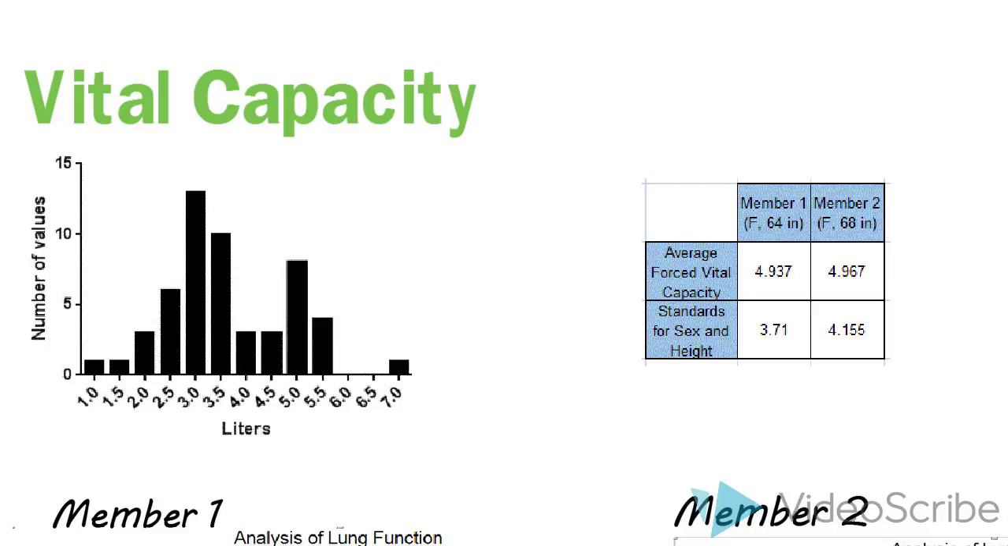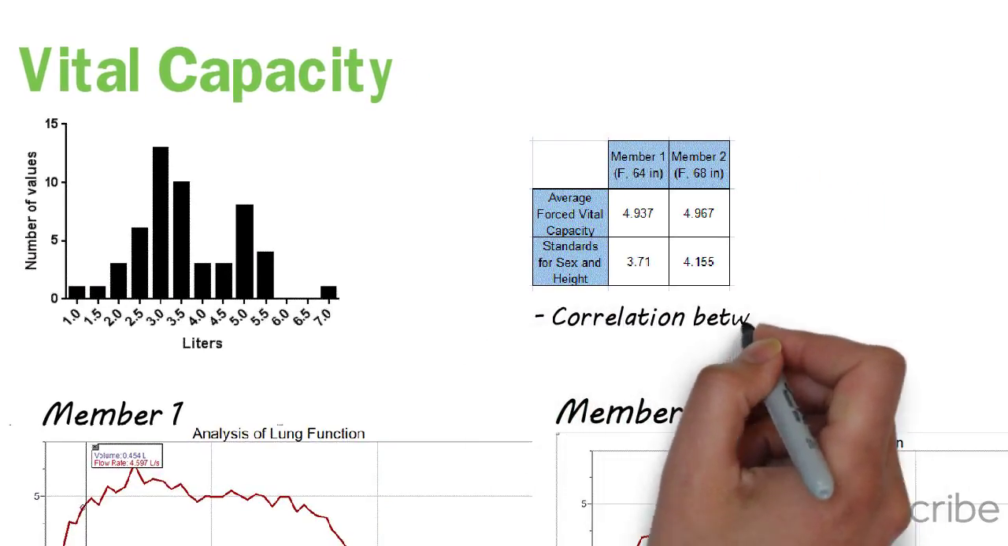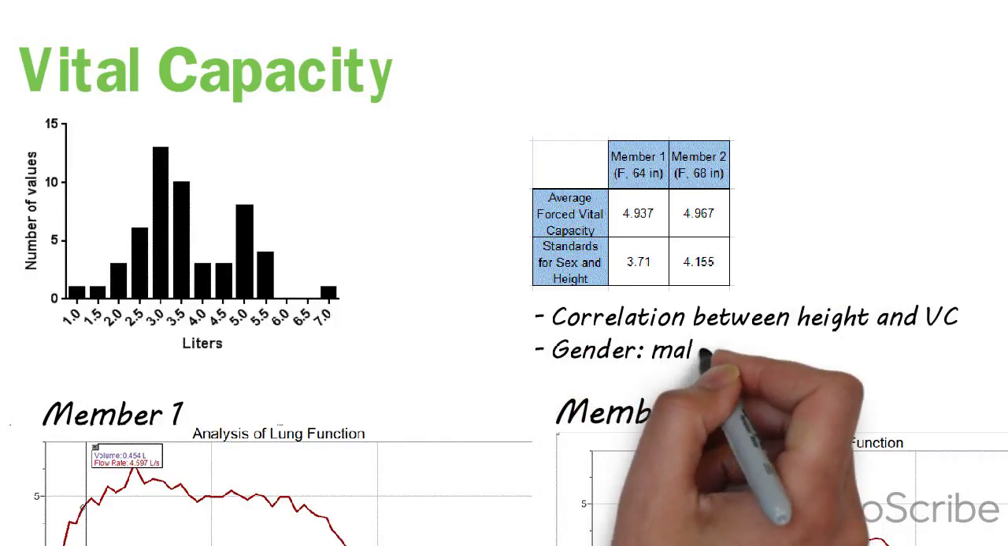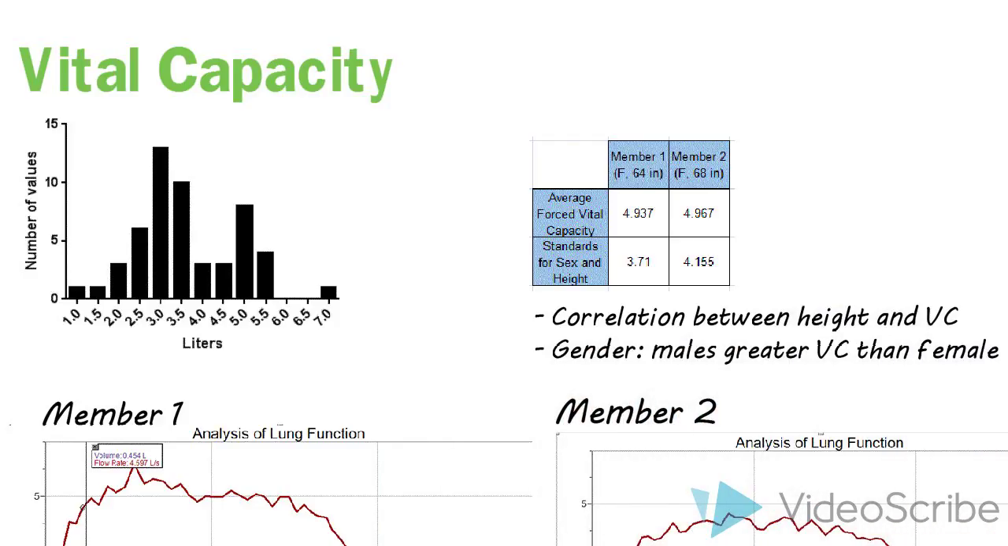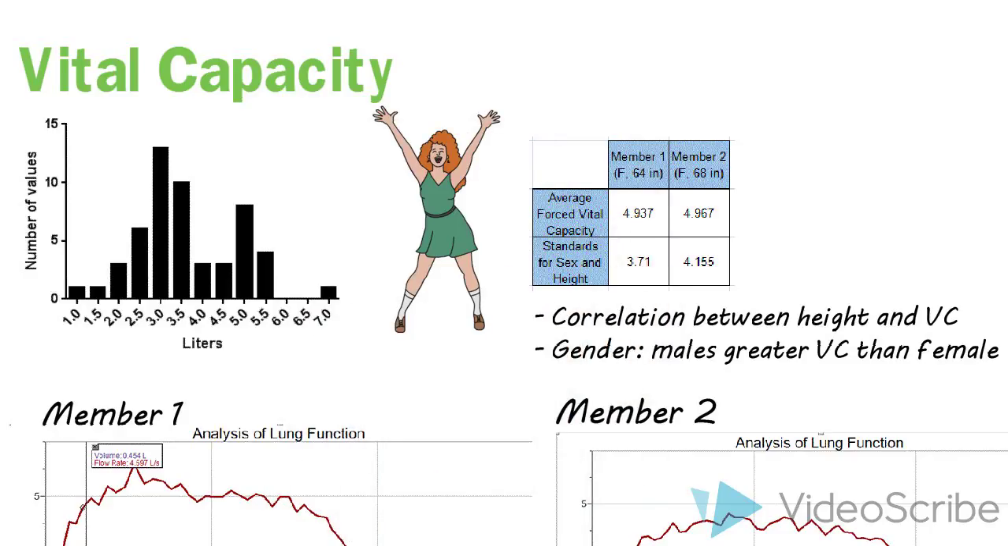When we compared our group's data against the histogram, our group's average vital capacity was 4.952 liters, which is above the class average of 3.6009. This is 1.3511 liters above the class average, which is more than one standard deviation away from the mean of vital capacity for the entire class.